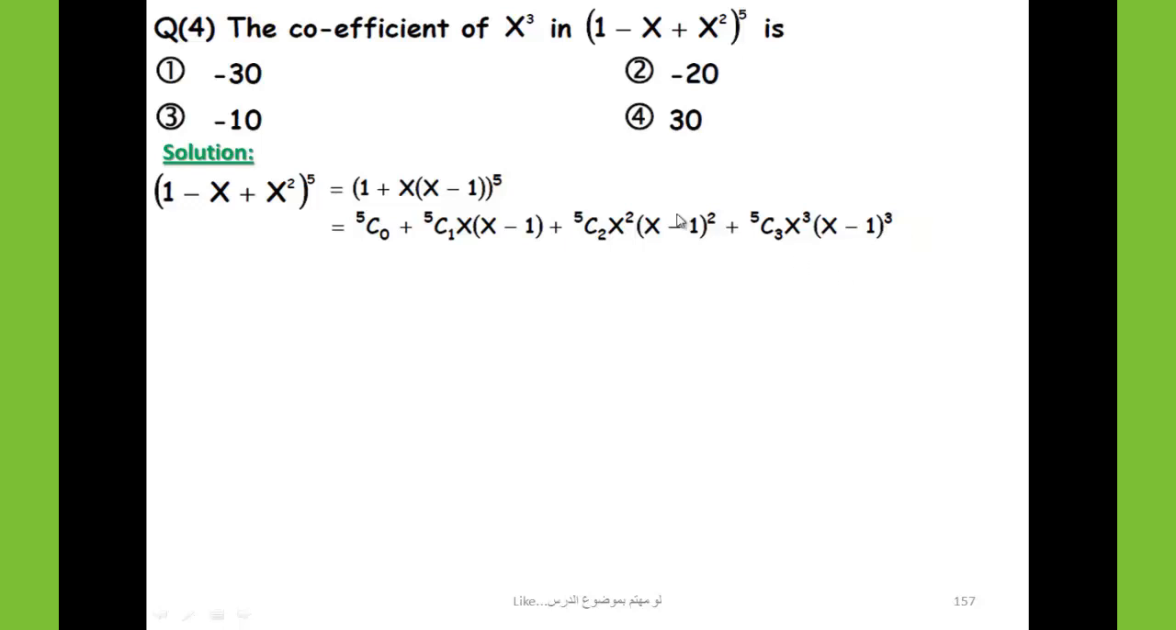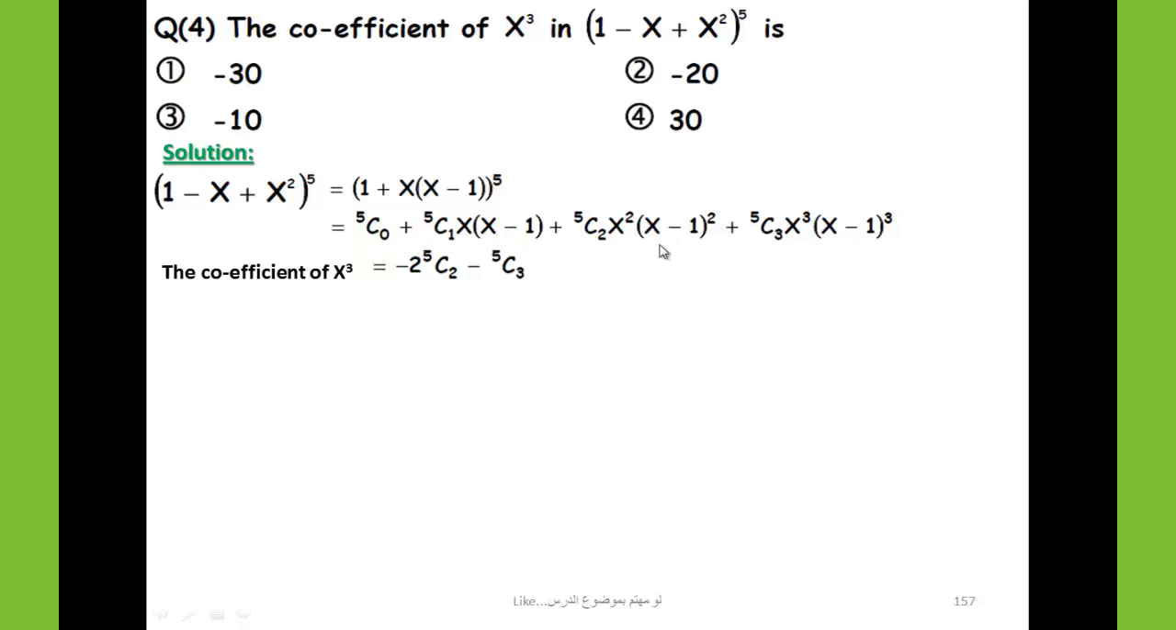The required is the coefficient of x power 3. So in the next terms the powers will increase beyond 3. It will be 4 and 5 and so on. So we stop here. So the coefficient of x power 3 equals the coefficient in this term plus the coefficient of the fourth term. In the first term there is no x power 3.